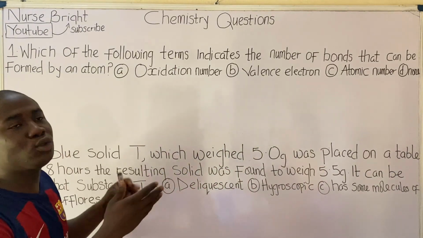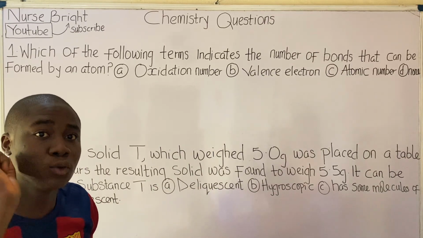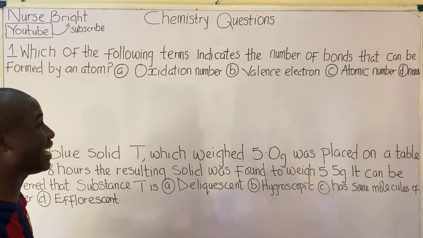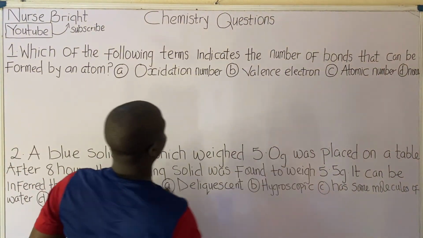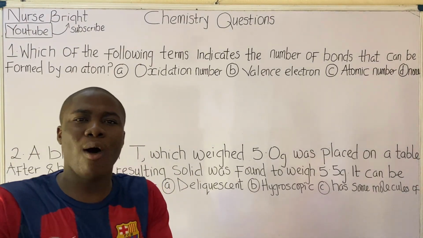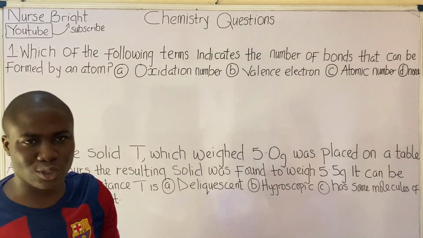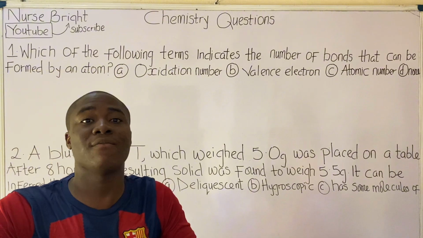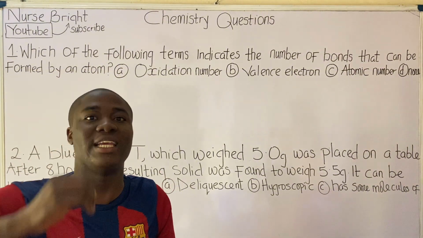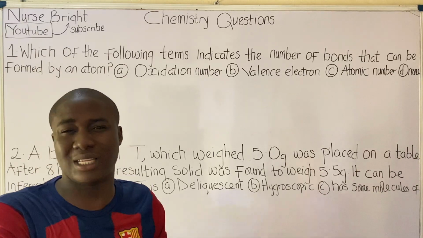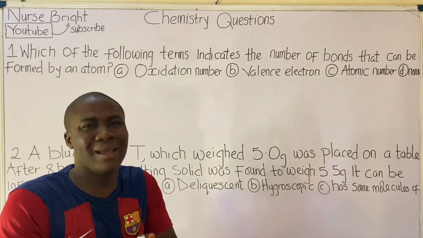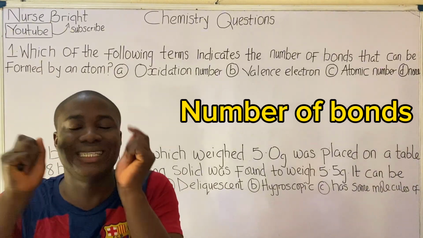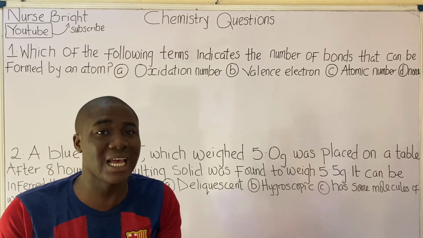So how do we solve this question? It is extremely easy. We have to understand what this question is asking us to do. Because from the look of things, they said, which of the following terms indicates the number of bonds that can be formed by an atom? So this atom they are talking about can also be replaced by an element. You know, in chemistry we have different elements. Currently, we have about 118 elements discovered. So they're not asking us, when a particular element is standing alone, what actually determines the number of bonds that element should have? Are you following me? It is extremely easy.